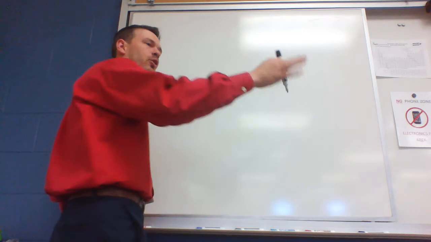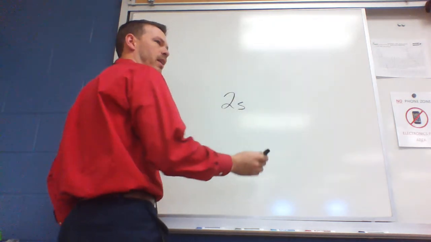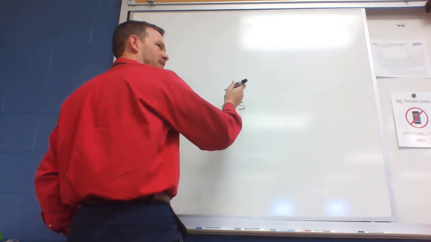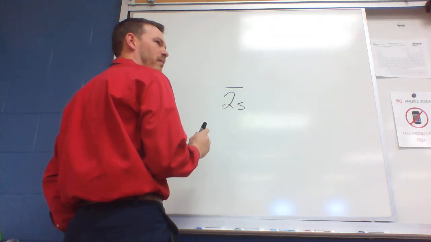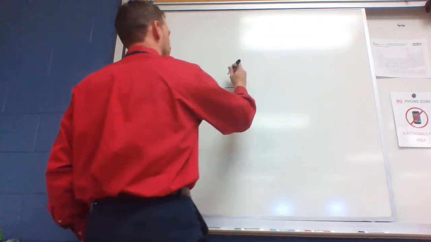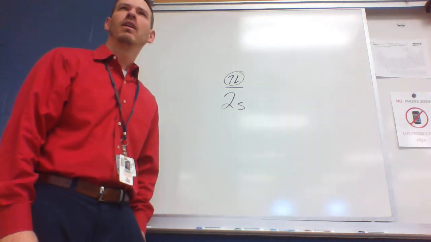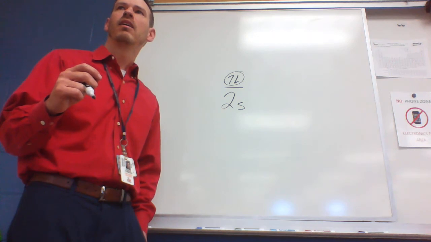All right, so let's think through it here. Think through it with me. 2s. All right, how many orbitals are in that s? 1. All right, so how many electrons can fit there? 2. There it is. Careful with the wording. Next question.